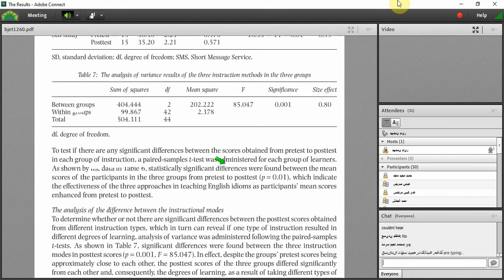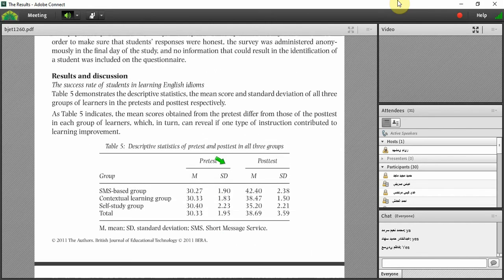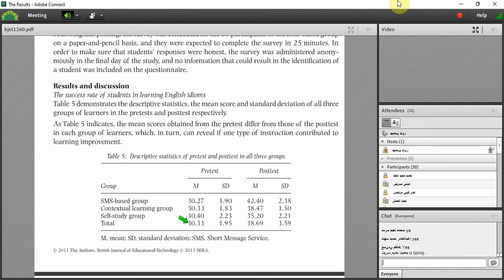This is all about the results section. It's a very short section in research articles. You should tell them if you use a t-test. Table 5, the results, the numbers, and then this is the explanation for Table 5. I told you, it's a very short explanation.